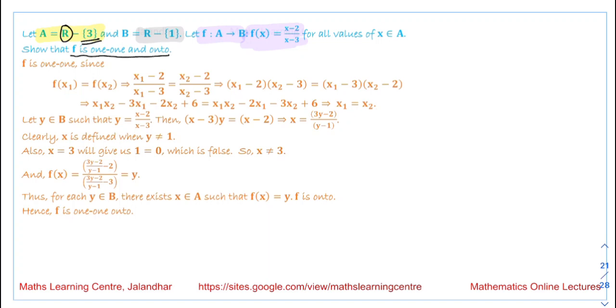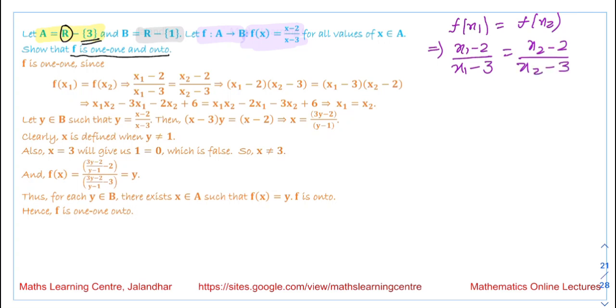So first of all we are talking about 1-1. So we are writing, suppose f(x1) is equal to f(x2). So this implies that (x1 minus 2) over (x1 minus 3) is equal to (x2 minus 2) over (x2 minus 3). So if we cross multiply these two terms, we get (x1 minus 2)(x2 minus 3) is equal to (x2 minus 2)(x1 minus 3).